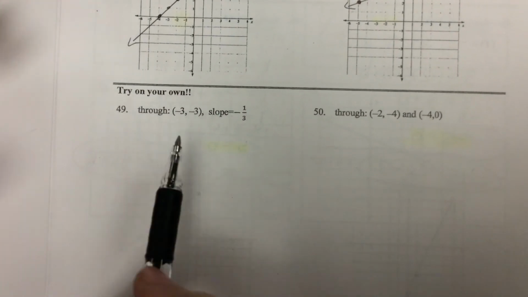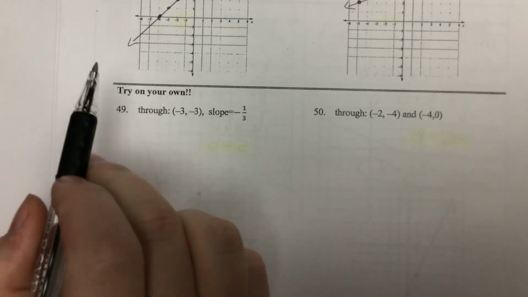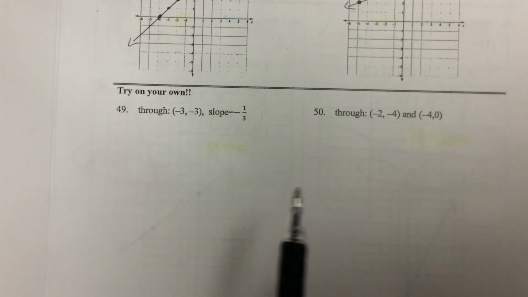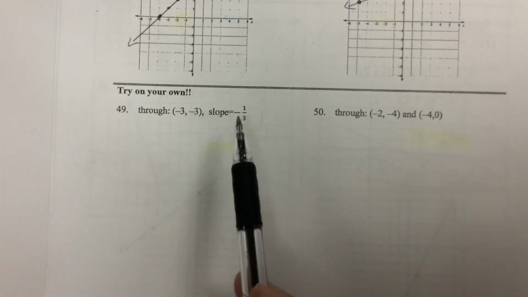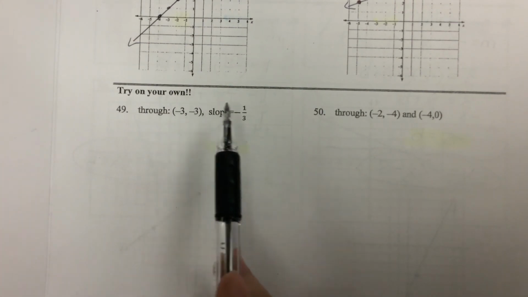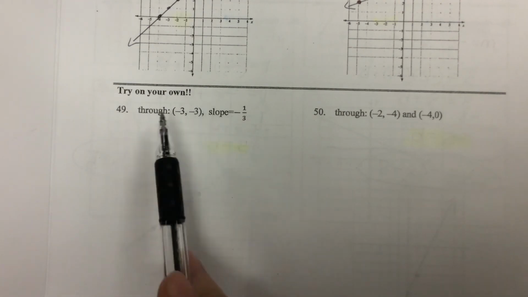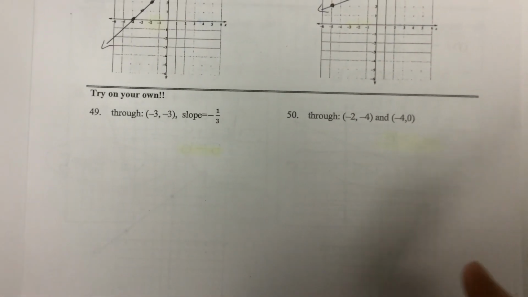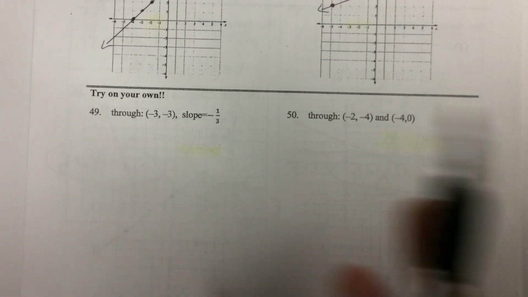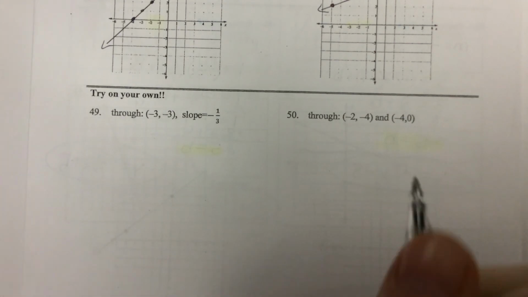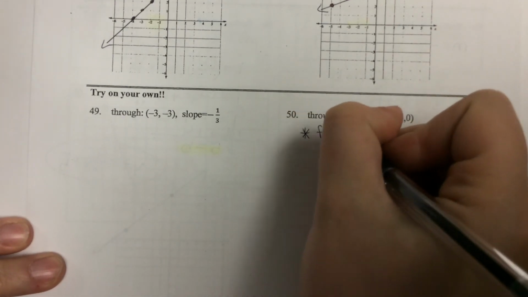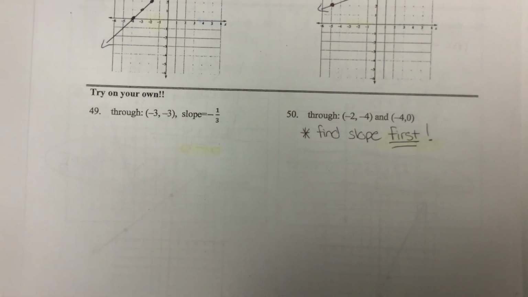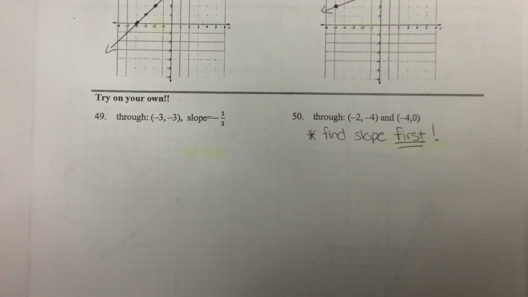All right, guys, I have 2 more down here on the bottom for you to try on your own. We're going to go over these in class tomorrow. Make sure you realize that this first one, you have a point and a slope, so you'll do the first method. And then on the second one here, number 50, you have 2 points without a slope. So you need to find slope first. All right. Good luck. Resume the video when you think you're done.